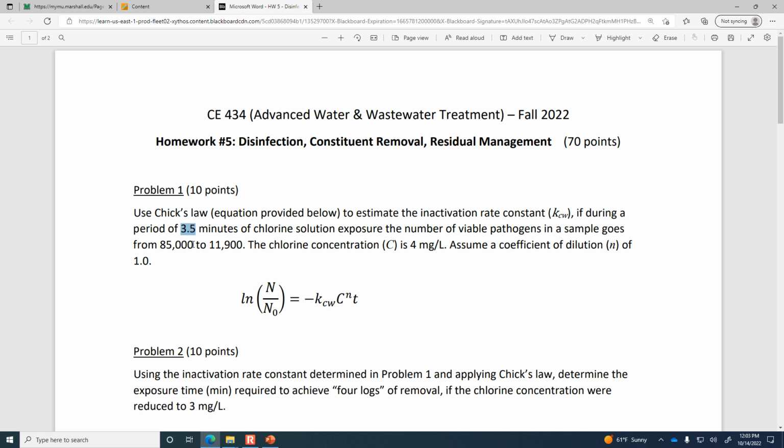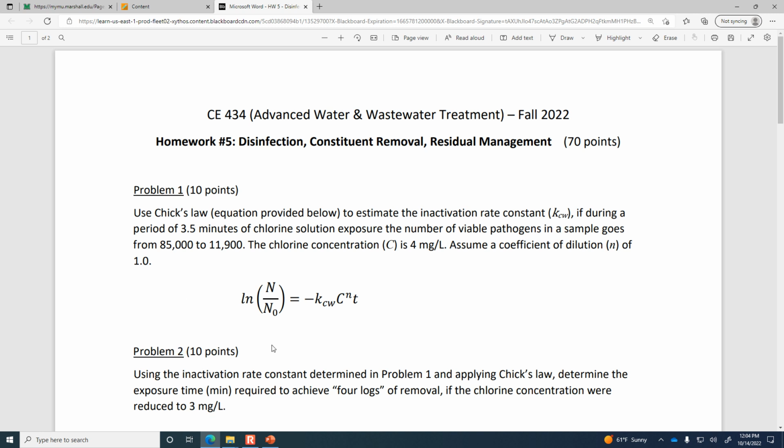You should use the dilution coefficient of 1 for both concentrations of chlorine here. For the 4 milligrams per liter of chlorine, and then also in problem 2, where you're going to be applying the inactivation rate constant that you determine in part 1, you should still use the same dilution coefficient of 1 in Chick's law. So problem 1 is just calibrating Chick's law with given population data.